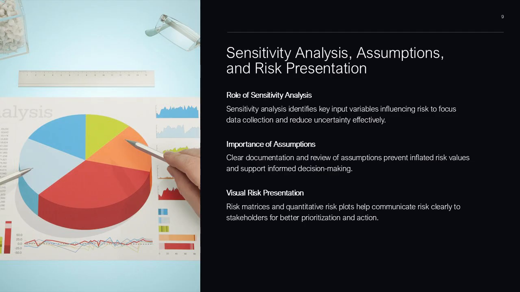The quality of a risk assessment depends not only on methodology but also on the accuracy of inputs, the transparency of assumptions, and the clarity of communication. Sensitivity analysis is a critical tool used to identify which input variables have the greatest influence on calculated risk. By systematically varying inputs such as corrosion rates, inspection effectiveness, or consequence parameters, assessors can determine where improved data will most effectively reduce uncertainty. This process helps focus data collection and analysis efforts on variables that truly matter, rather than expending resources on factors with minimal impact.